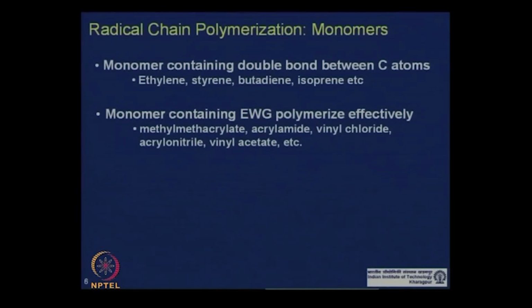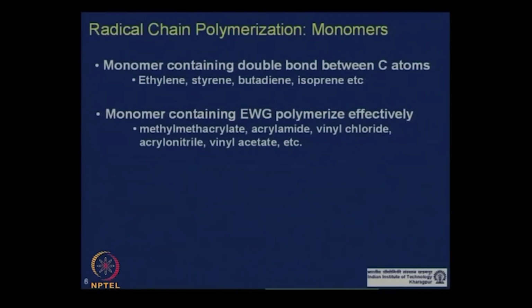We come back now only to radical polymerization. Radical polymerization, we are talking about the chain polymerization and different structure and different initiator. Now, we start solely on radical chain polymerization. So, what types of monomers can be used for radical polymerizations?